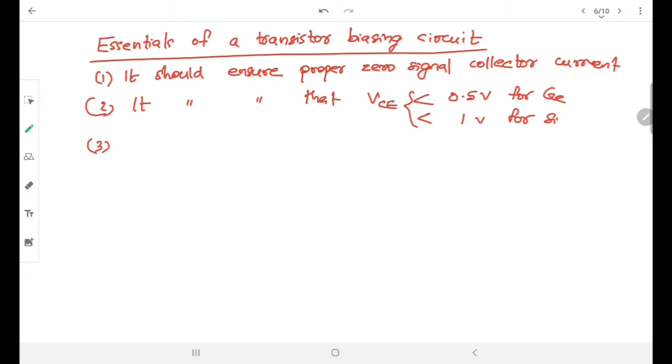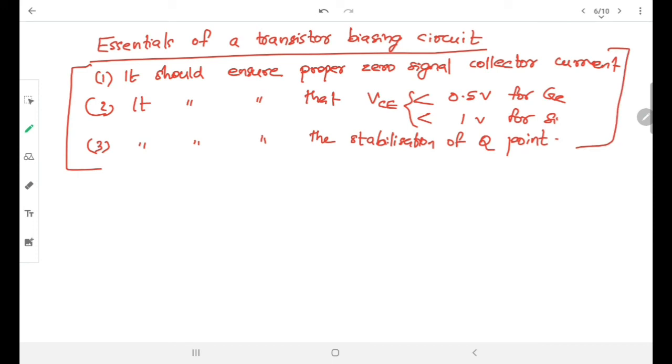And third one is it should ensure the stabilization of Q point. So these 3 points should be noted while making a transistor biasing circuit. That means in a transistor biasing circuit, proper zero signal collector current should be maintained, proper minimum VCE should be maintained, and Q point should be stabilized.